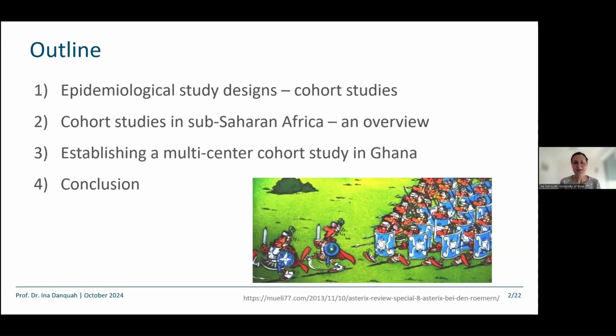I then thought maybe it's helpful to give a brief overview of different types of cohort studies that we find in sub-Saharan Africa before I show you some examples of what we are currently trying to do to establish a multi-center cohort study in Ghana, before then finally wrapping up and concluding.